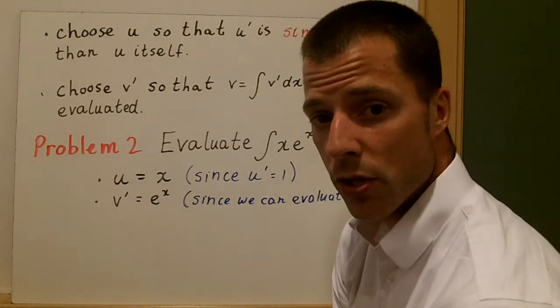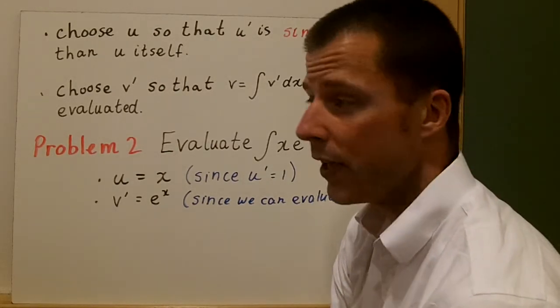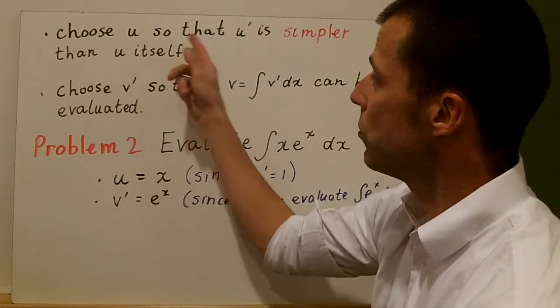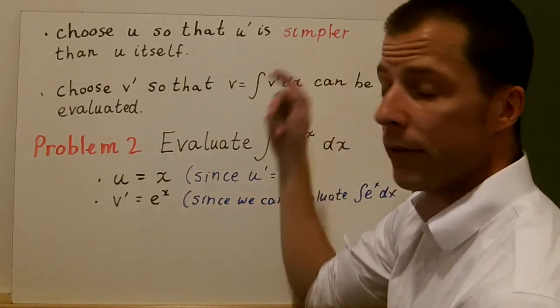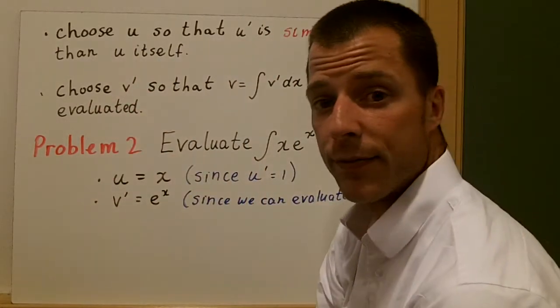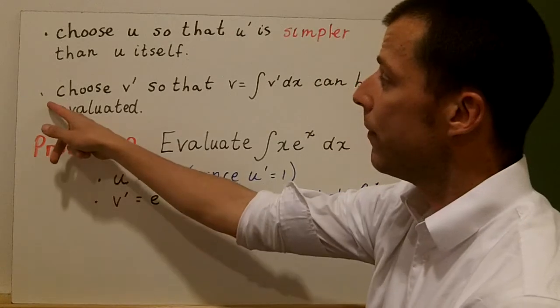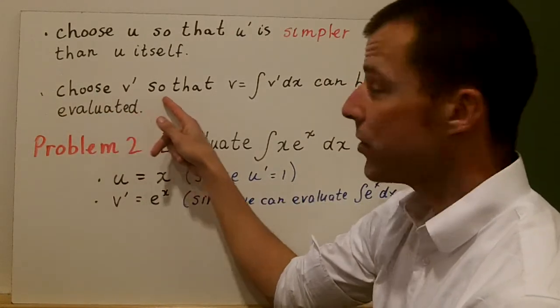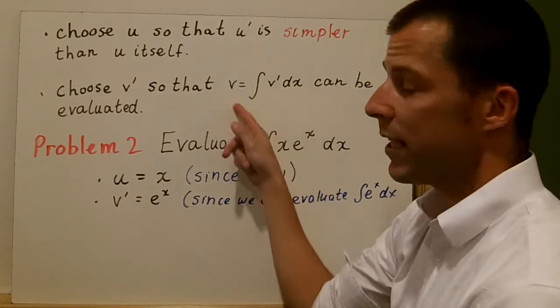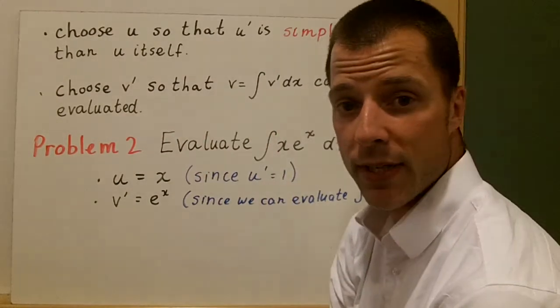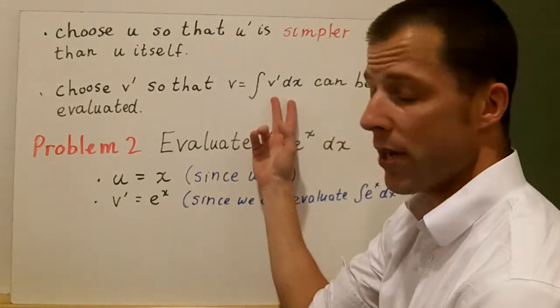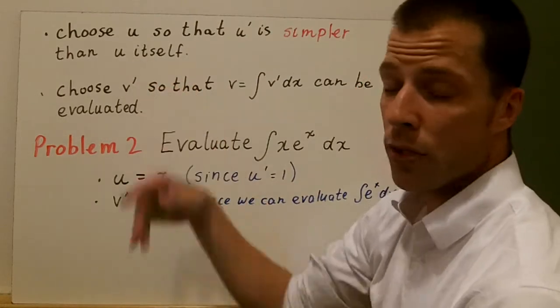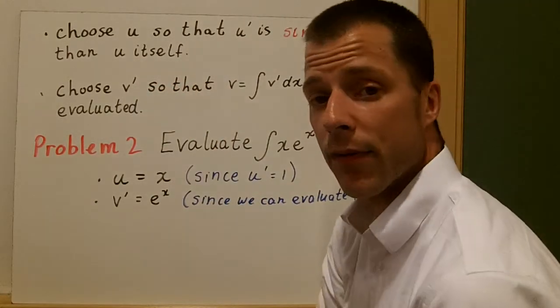So when do we choose U? What do we choose for U? What do we choose for V? You want to choose U so that U prime is simpler than U itself. And you want to choose V prime so that you can actually take the integral of V prime dx, so you can anti-differentiate. So those are the two big keys. What you pick for U, what do I pick for V?